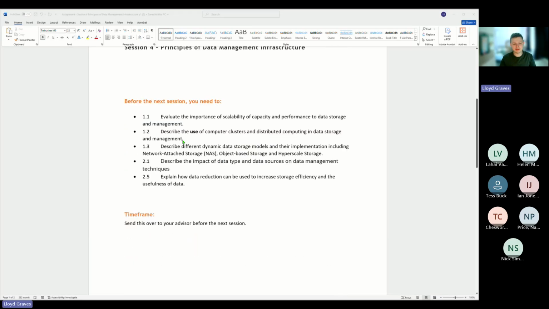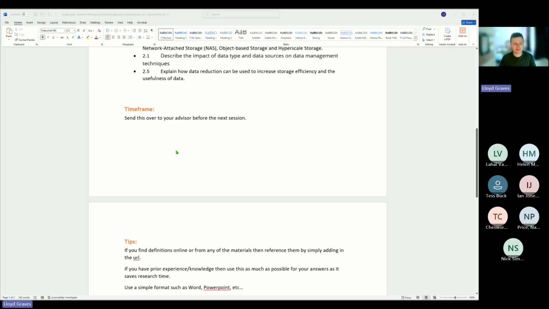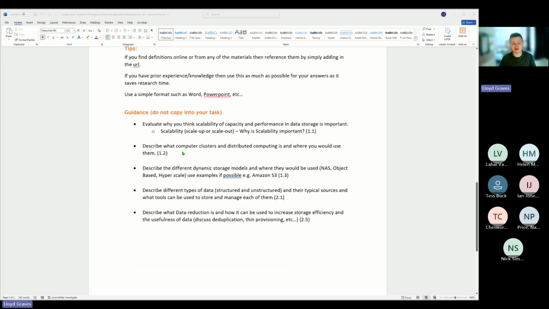1.2 then, so it's describe the use of computer clusters and distributed computing in data storage and management. Or the way I've written it out, it's describe what computer clusters and distributed computing is and where you would use them. So like I say, don't just tell us the use like the criteria is asking for. You need to kind of flesh it out a little bit more than that. So address them both one by one.